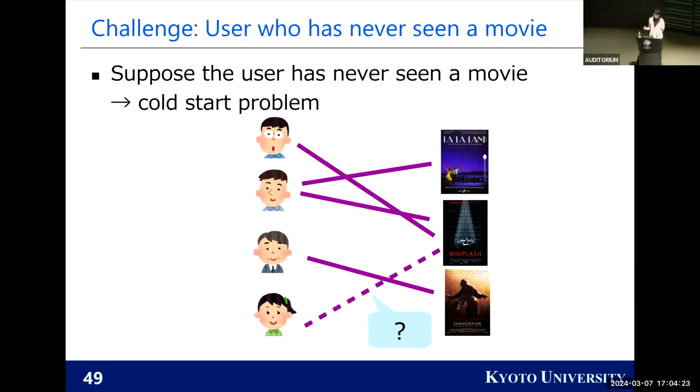For the moment, suppose we do not know the friend relations, and suppose the user we want to make predictions for has never seen a movie before. In that case, standard collaborative filtering approaches cannot make effective recommendations because we do not know any of her preferences on movies. We do not know anything about her. So it is basically impossible, and it is called the cold start problem in the recommender system literature.